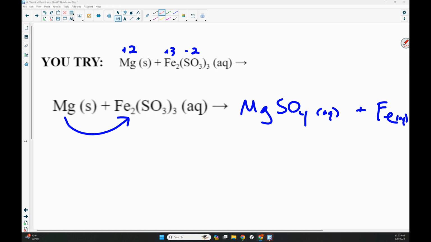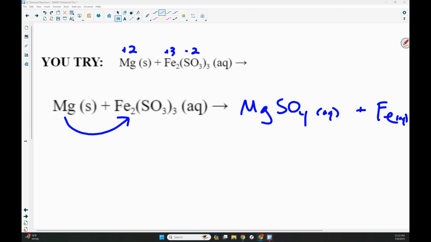Okay, now I consider if I need to add subscripts to magnesium sulfate. Magnesium is +2, sulfate is -2. So do I need to do anything to it to neutralize it? Nope, it is neutral. Nothing needs to be added. Last step, using coefficients only. I'm going to now balance this.